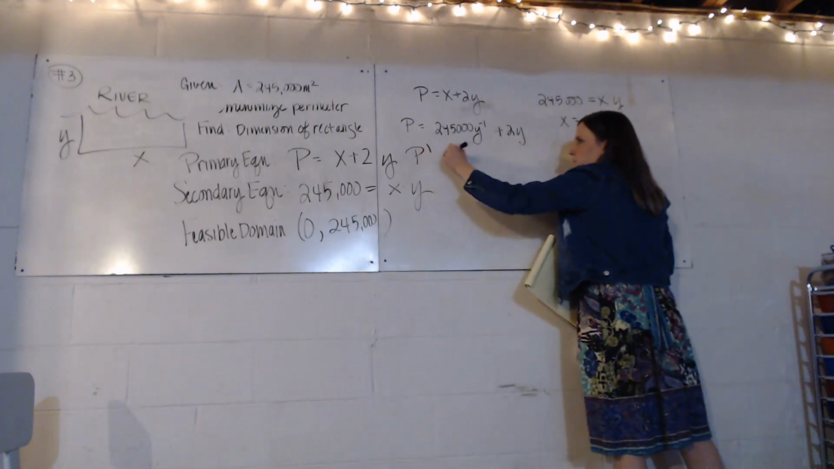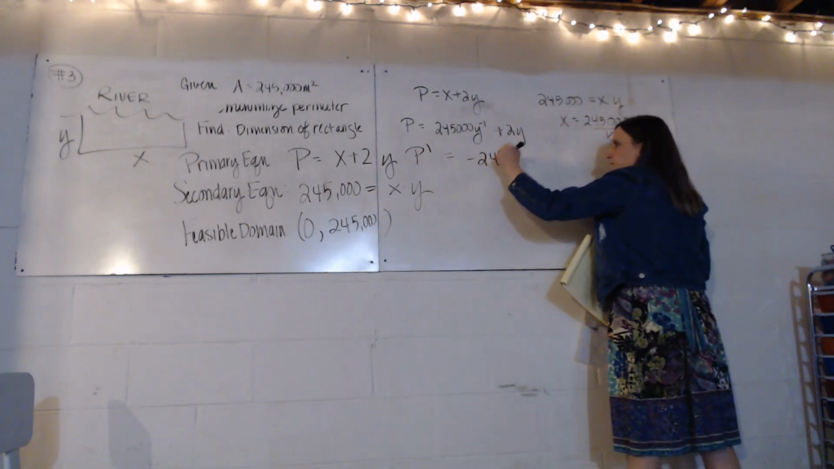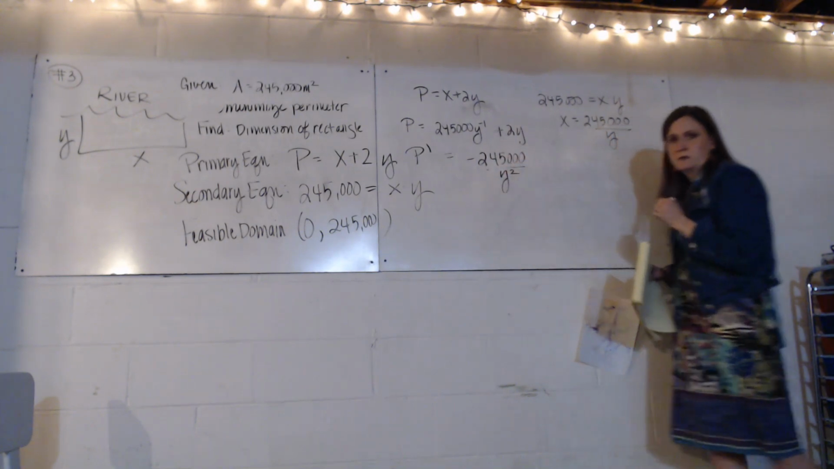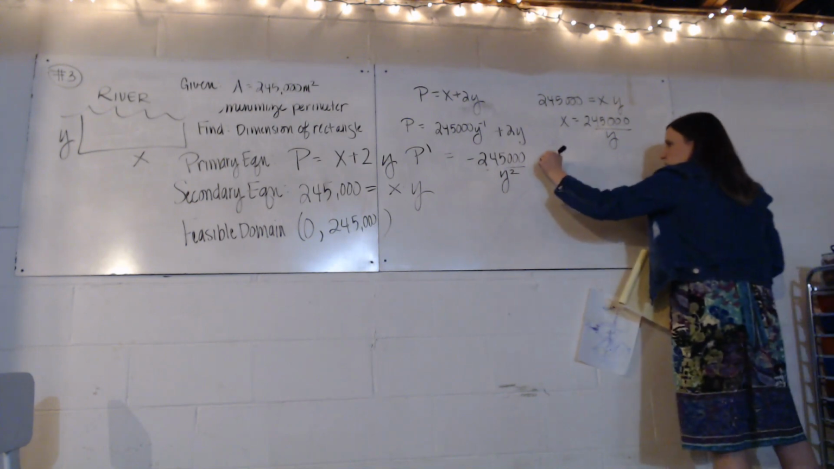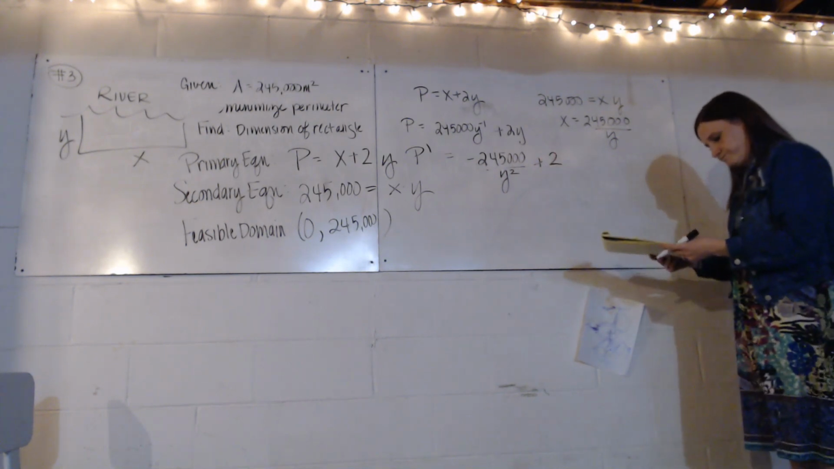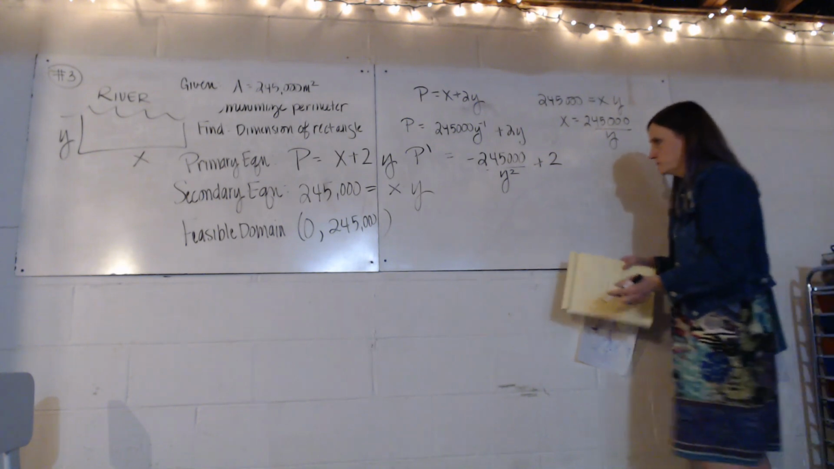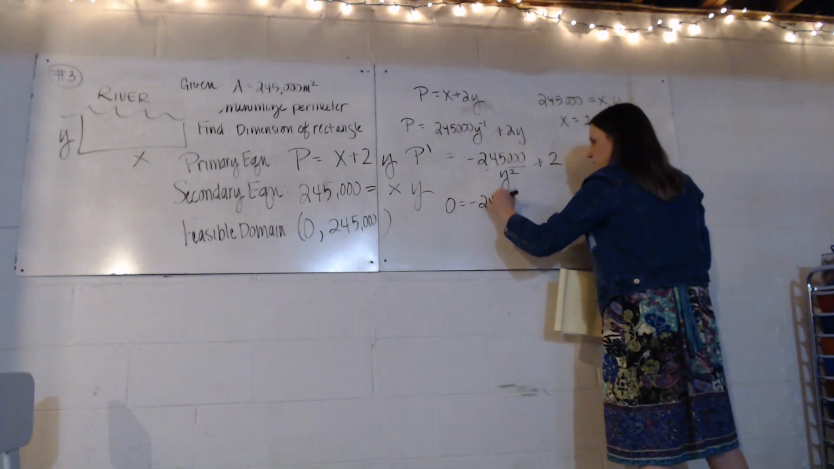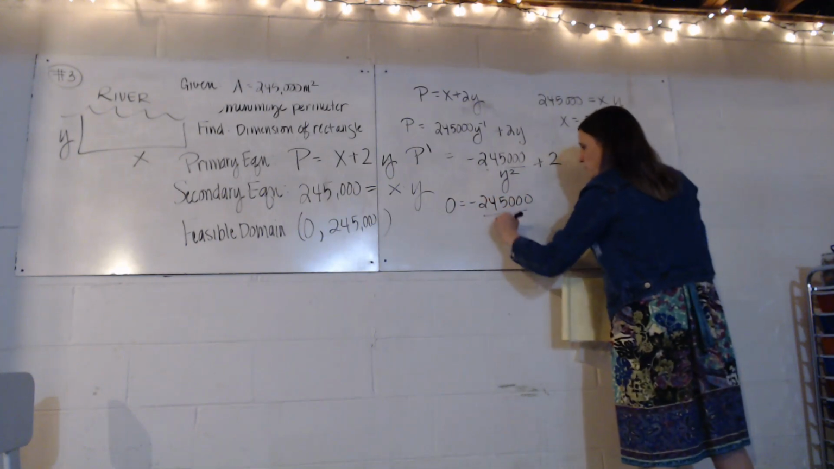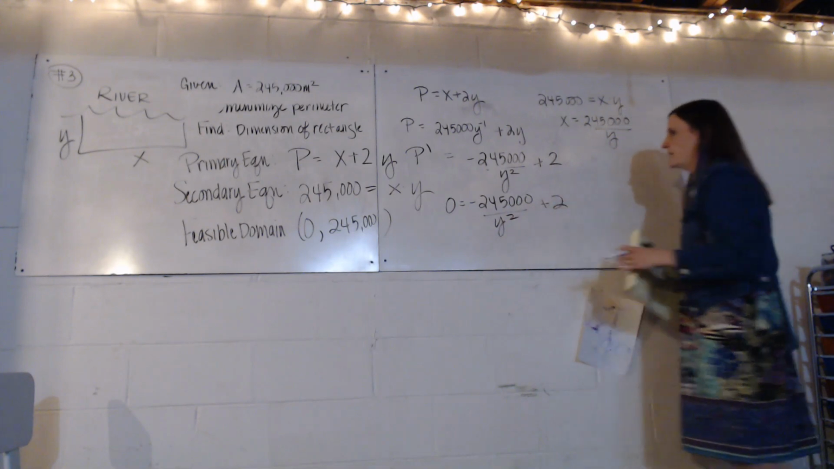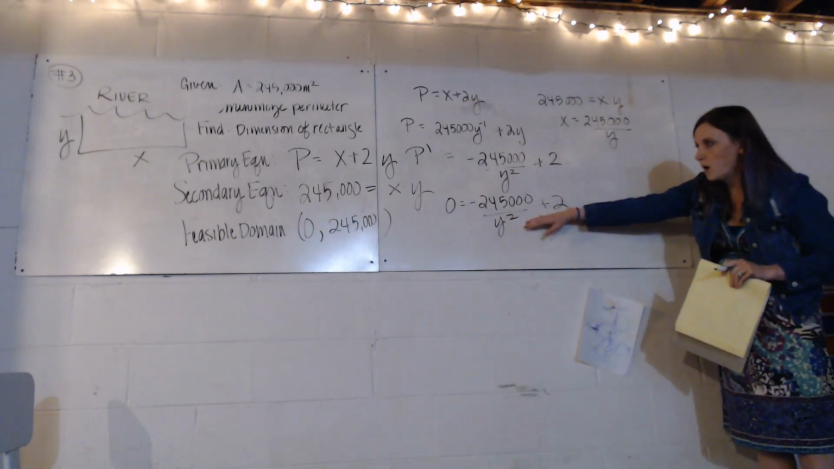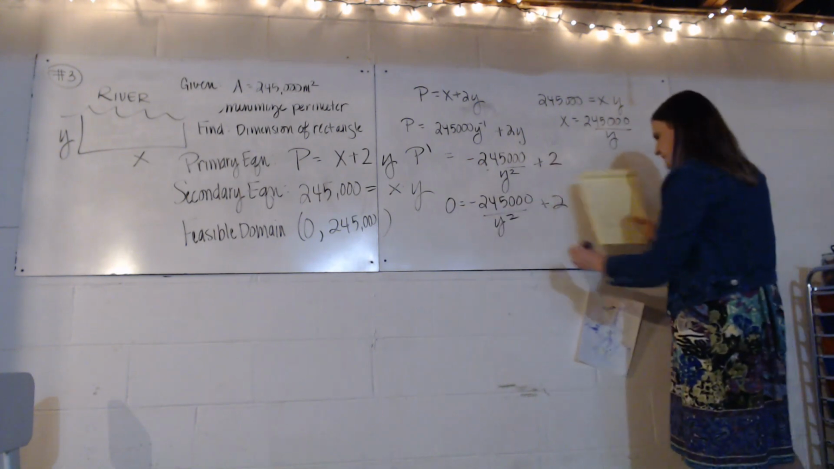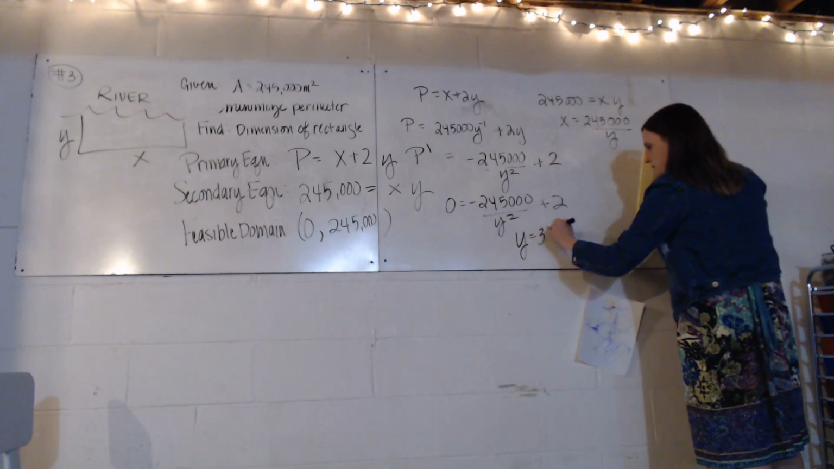So the derivative is equal to negative 245,000 times Y to the negative 2 power, or over Y squared, it's the same thing, plus the derivative of 2Y, which is 2. And I want to set that equal to 0. So 0 is equal to negative 245,000 over Y squared plus 2. I'm running out of space on the board, but I'm just going to solve for Y here. I add this term to both sides, do some dividing, and I end up with Y is equal to 350.